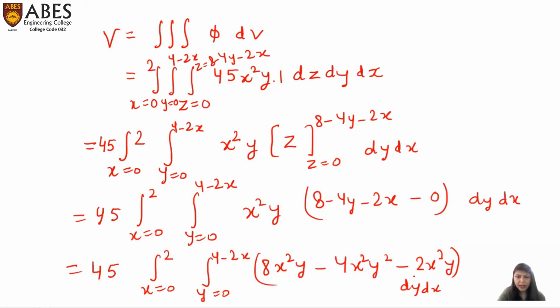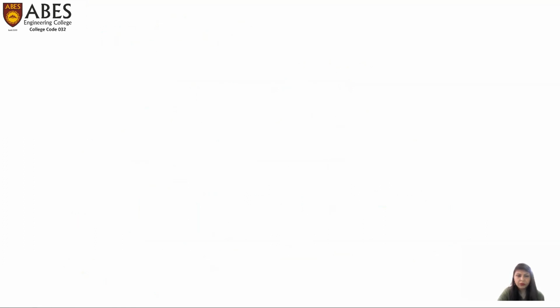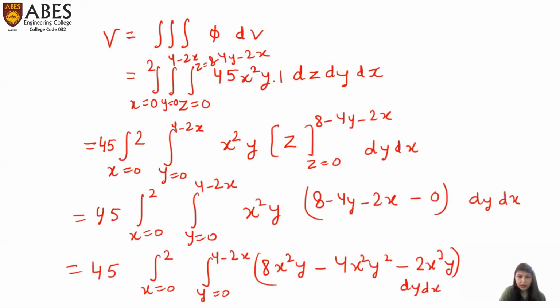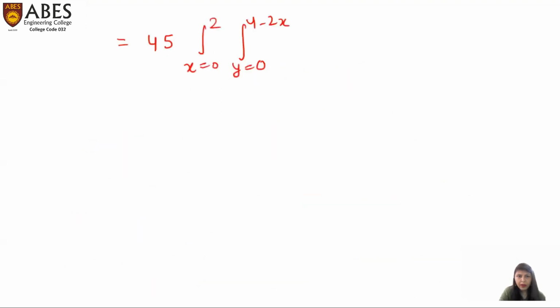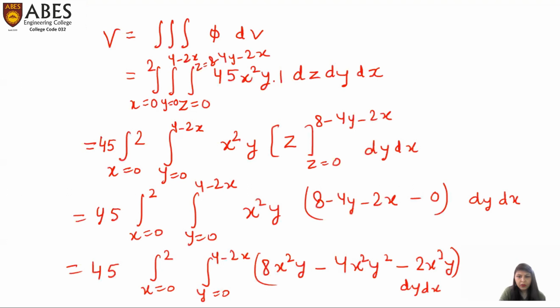So with respect to y, we'll give the integration. First write 45, x equals 0 to 2, y equals 0 to 4 minus 2x, and then we check the value. What is the function? 0 to 4 minus 2x, correct, yes. So now we have to do the integration with respect to y.